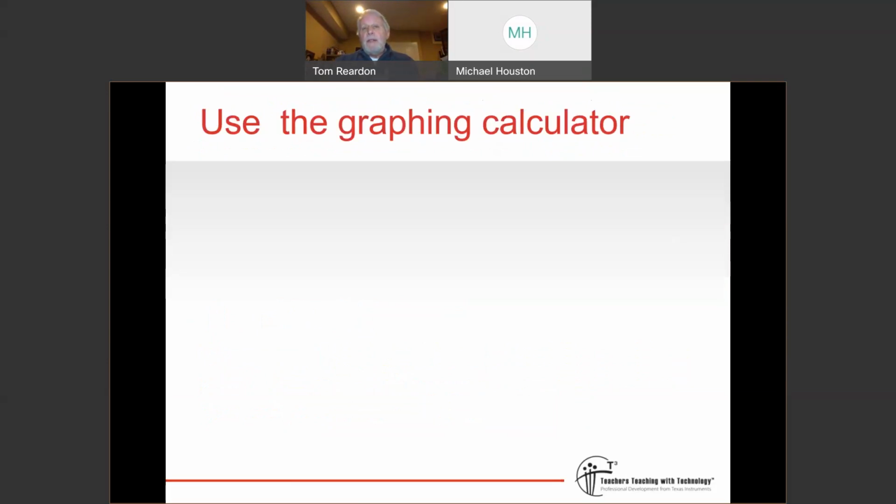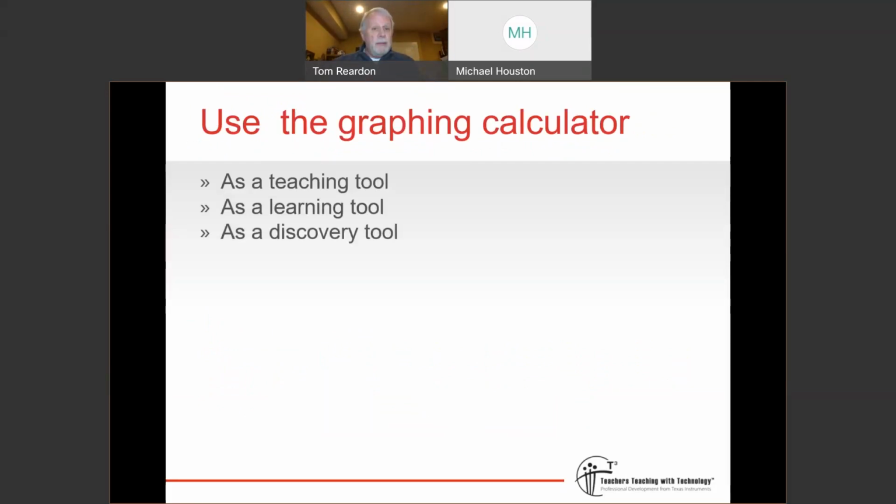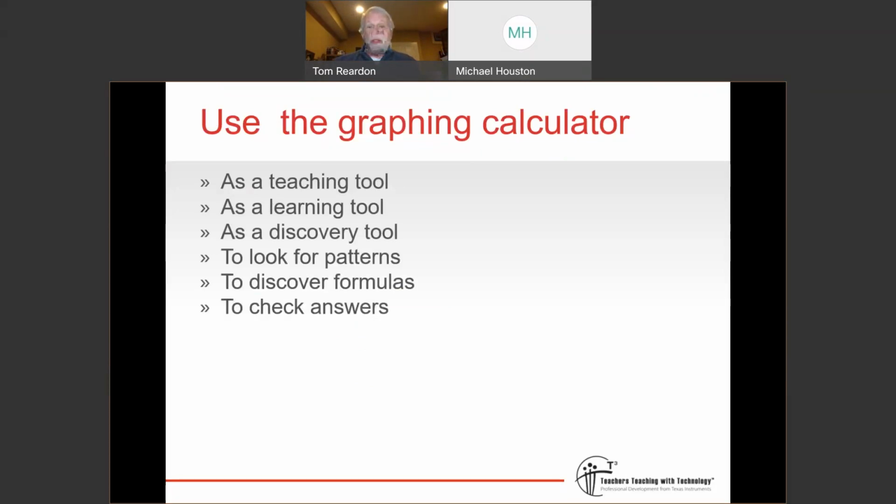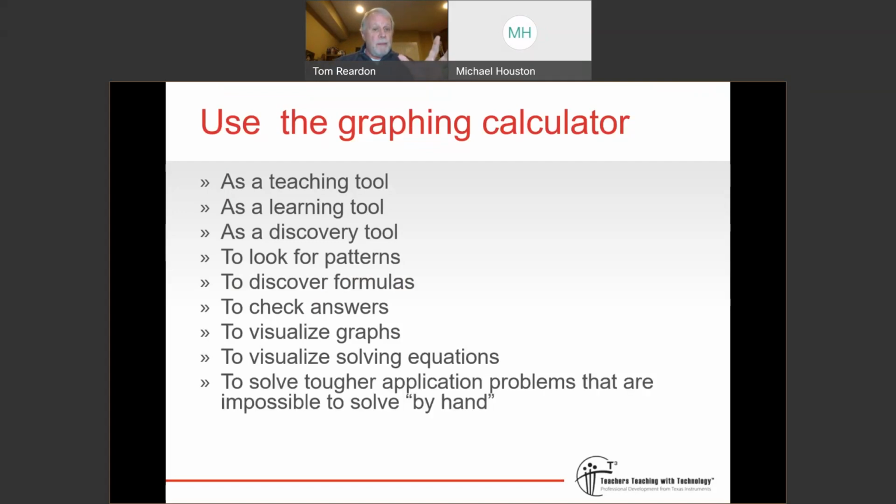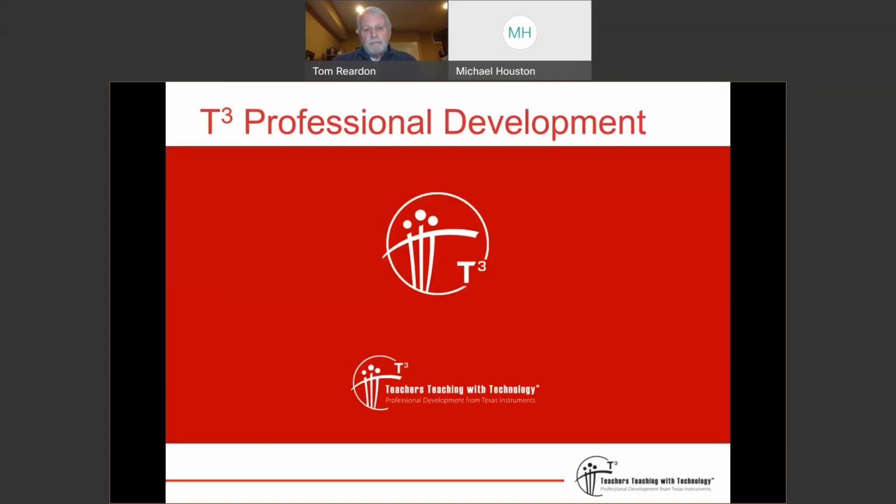So here's how I like to use the graphing calculator, and you'll see me use it in some ways as a teaching tool, as a learning tool, as a discovery tool. Look for patterns, discover formulas, check answers, visualize graphs, visualize solving equations, and solve tougher application problems that are impossible to solve by what we would call by hand. I also like to use it as a tool to review concepts, like electronic flashcards. So with that, let's go ahead and get into this.